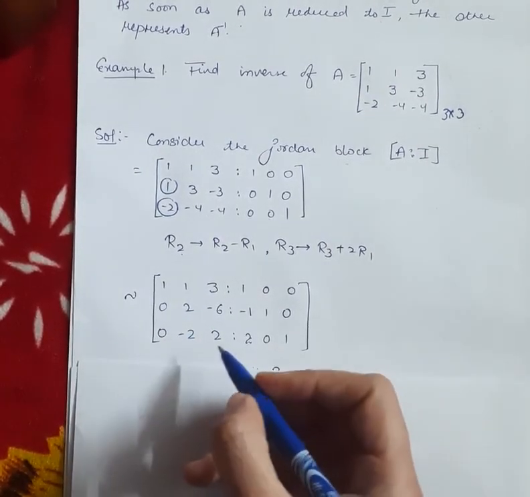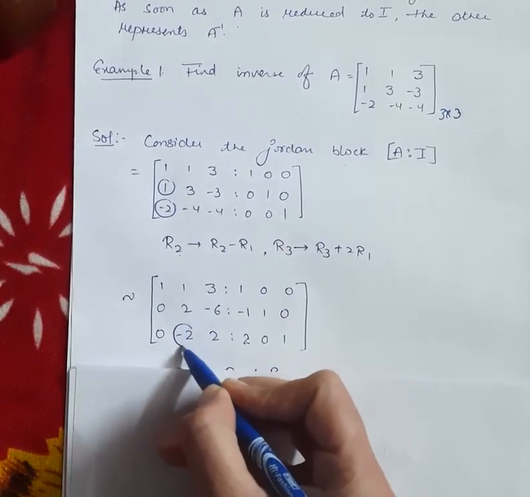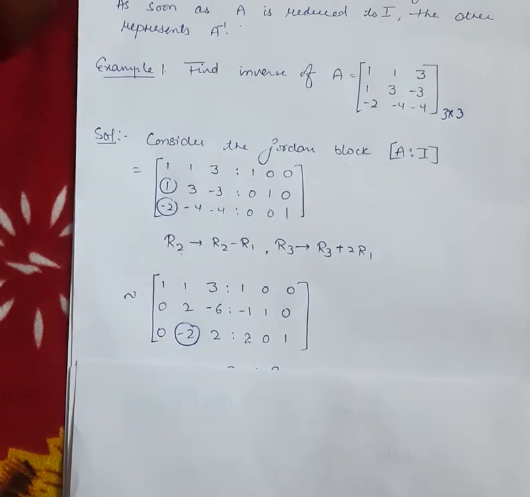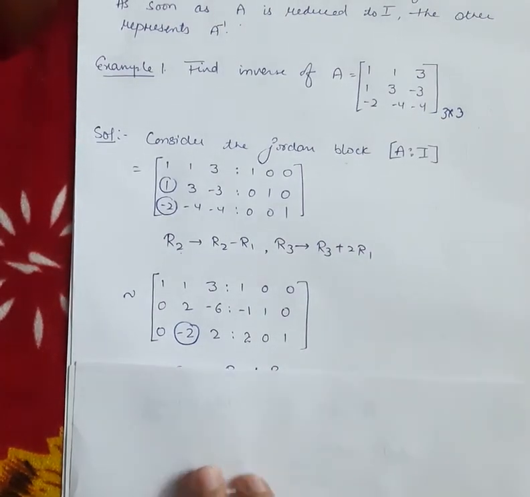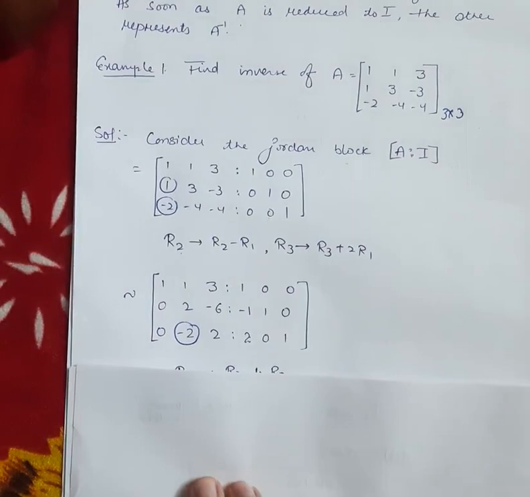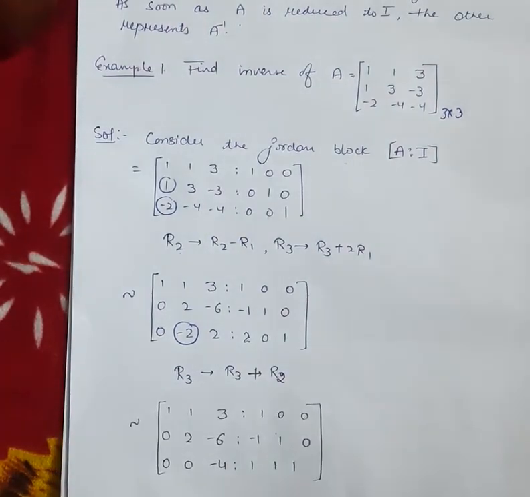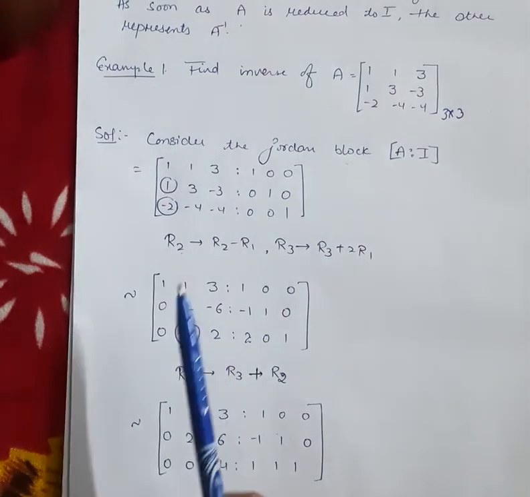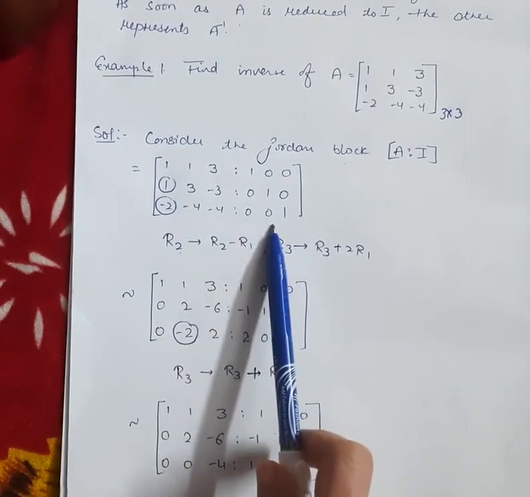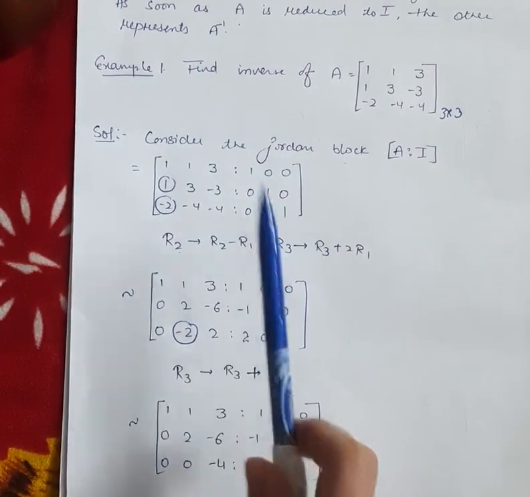After that, our next target is to convert this minus 2 to 0. For that, what operation we are going to use, R3 plus R2. Then we will apply the operations, and remember one thing, whatever operations we are applying here, the same is applied on this identity matrix as well.